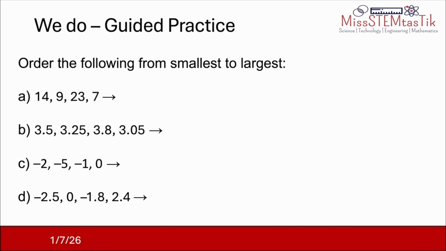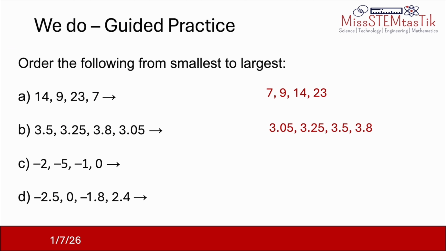For question A, we are going to sort them out in ascending order. So 7 is the smallest and 23 is the largest number. For B, they all have 3 in the ones column, so we have to then look at the tenths column and hundredths column and order them.